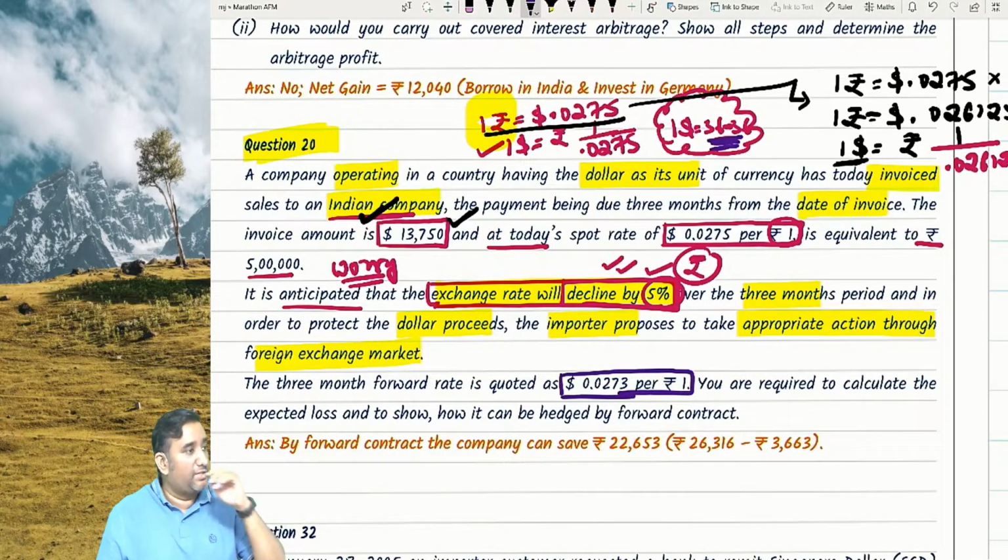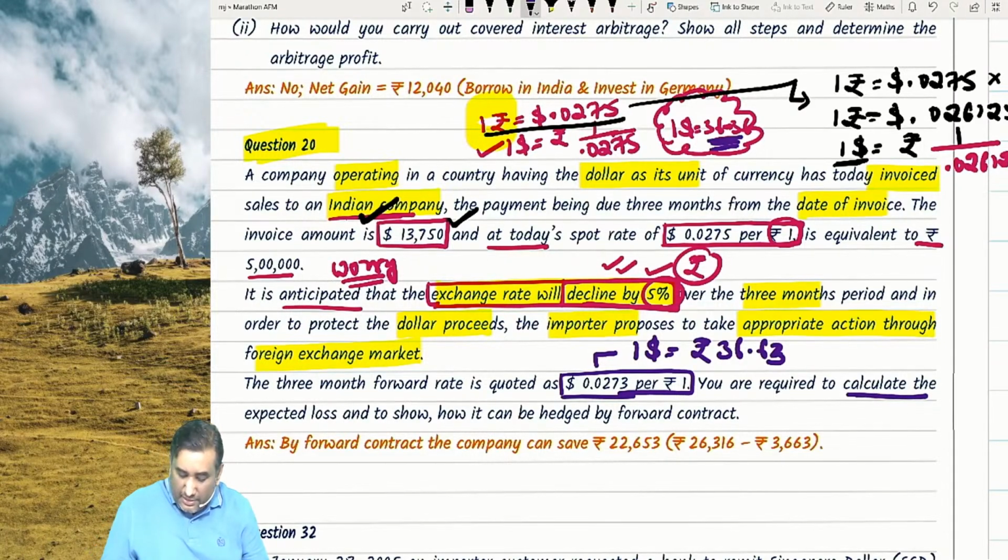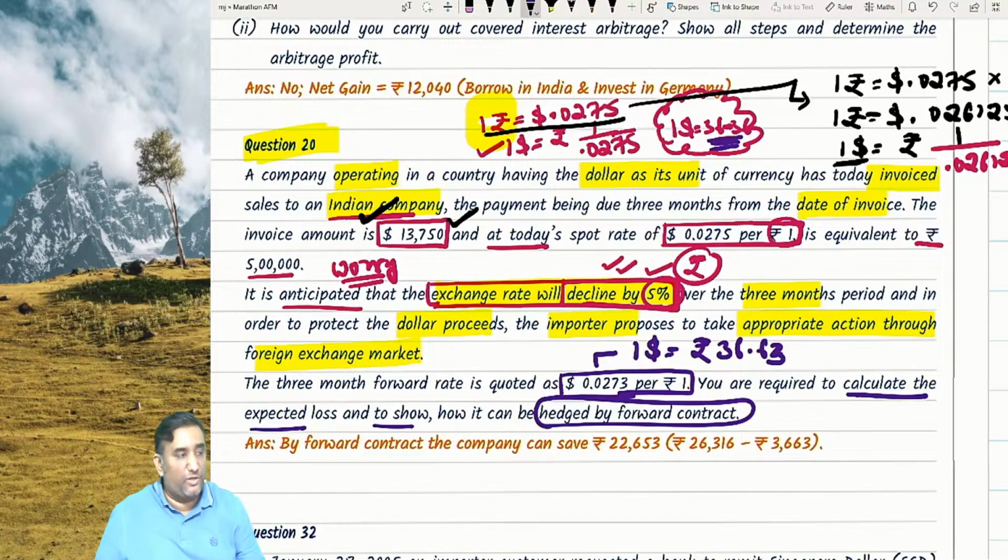1 rupee is equal to 0.0273. Let us convert and see in dollar terms how much it becomes. Roughly 36.62. You are required to calculate the expected loss and show how it can be hedged by a forward contract. Now understand the meaning of it.